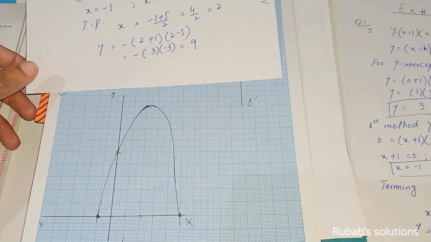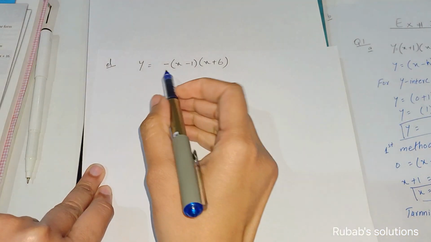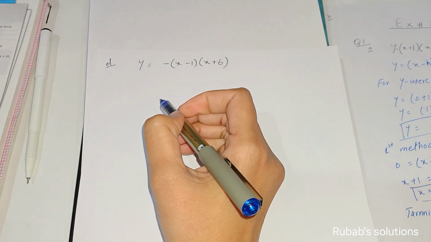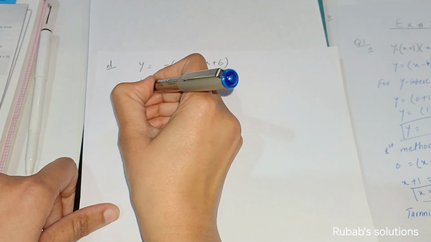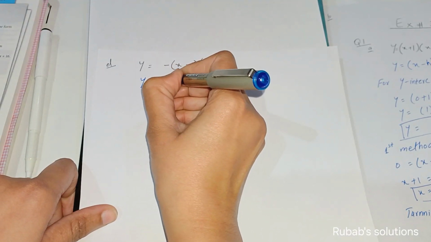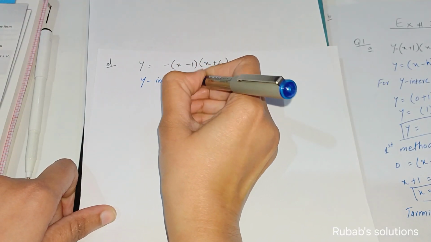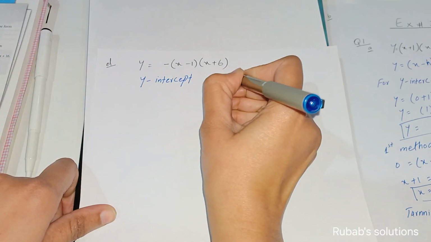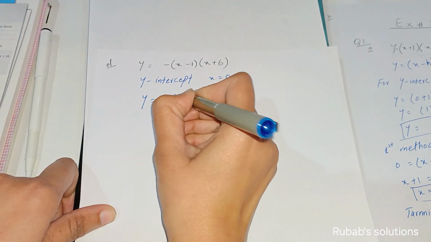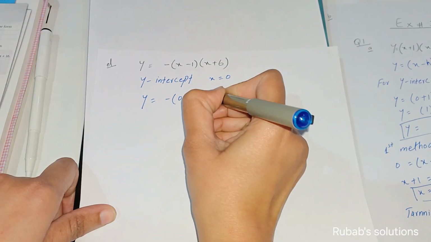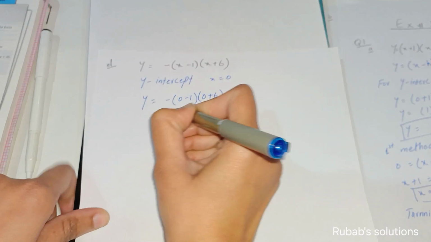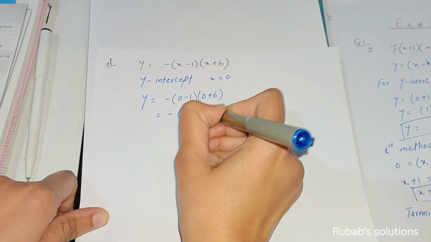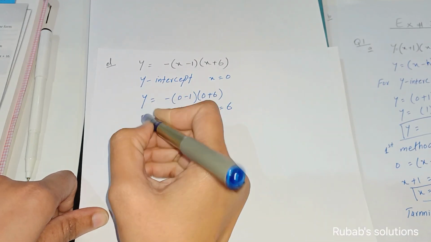Moving towards the next part, that is part D. Okay, again there is a minus 1. That means its graph will also be upside down. So first of all y-intercept, for y-intercept I have to put x is equal to 0. So y is equal to minus 0 minus 1 and 0 plus 6. From here it is minus 1 and 6. Minus minus will become plus 6.